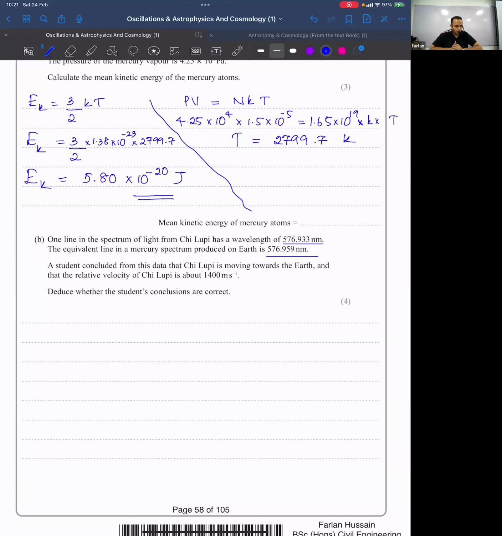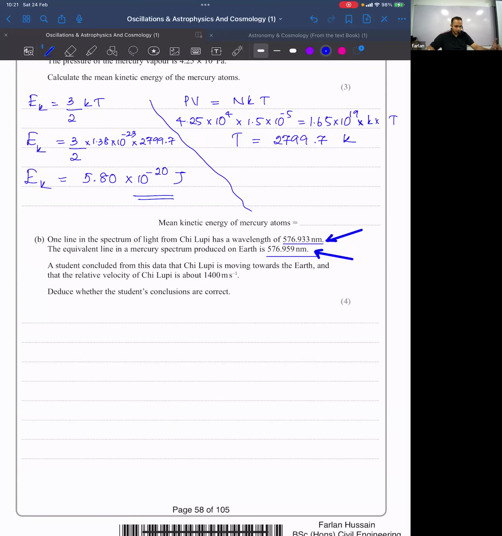just by looking at the two wavelengths and comparing, we can decide whether the star is moving towards us or away from us. The wavelength detected from the star is 576.933, which is lesser than the actual wavelength, 576.959. The detected wavelength is lesser than the actual value, which means the star is moving towards us. Not something that usually happens, but for some reason, yes, it is moving towards us.